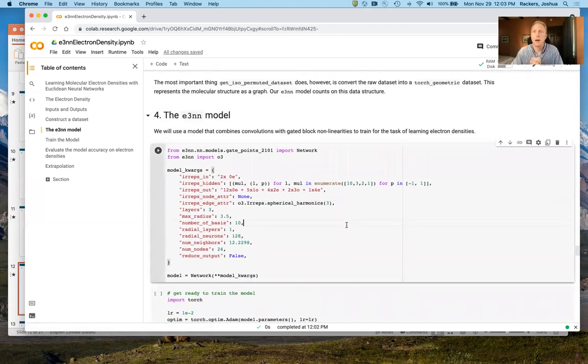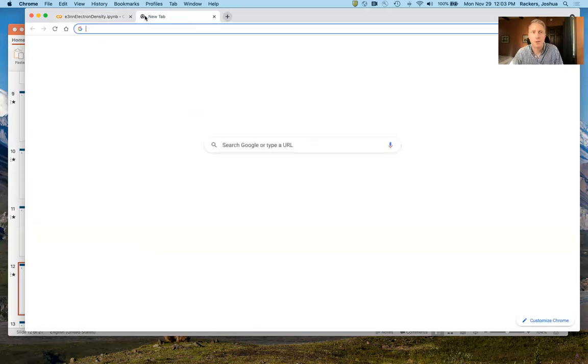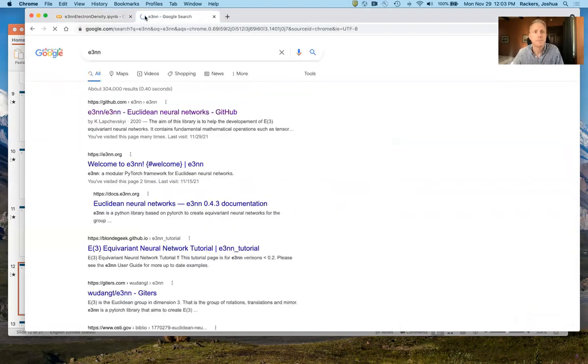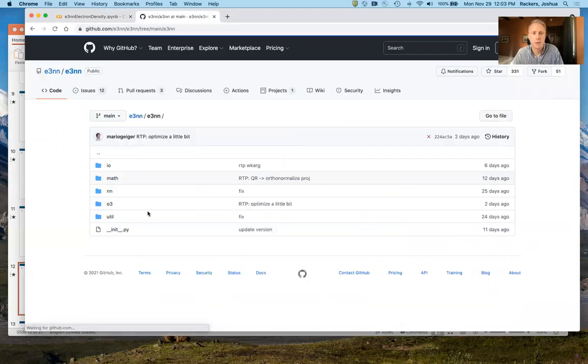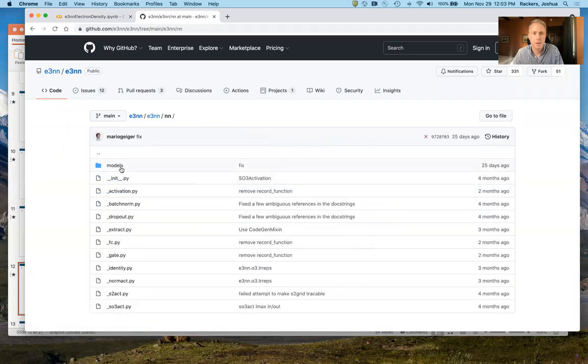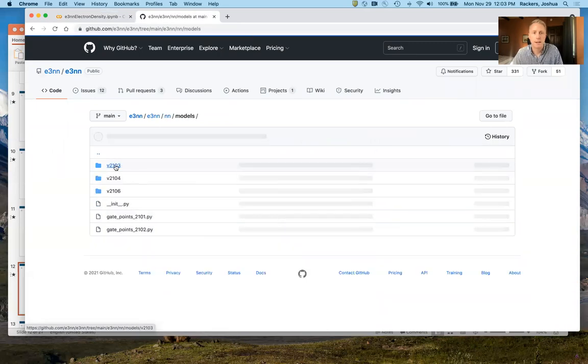Okay, so let's go ahead and make an e3nn model. What we're going to do here is construct a model from one of the models that exists already in the e3nn repository. I'm not sure that this is well known, so I'm just going to point out where this lives. If we go to the e3nn repository, into the source code, and to neural networks, there's this folder here called models.